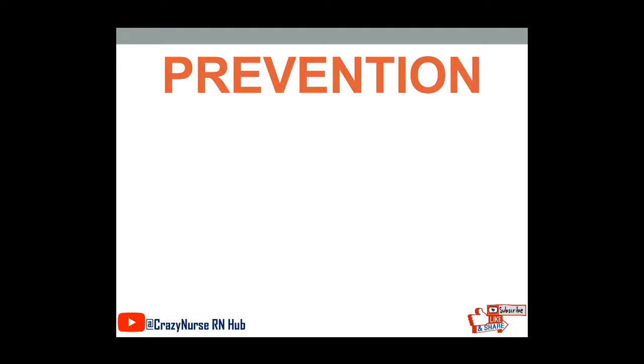Now let's proceed to the prevention. How do we prevent aspiration? First is by compensating for absent reflexes. Aspiration may occur if the patient cannot adequately coordinate protective glottic, laryngeal, and cough reflexes.